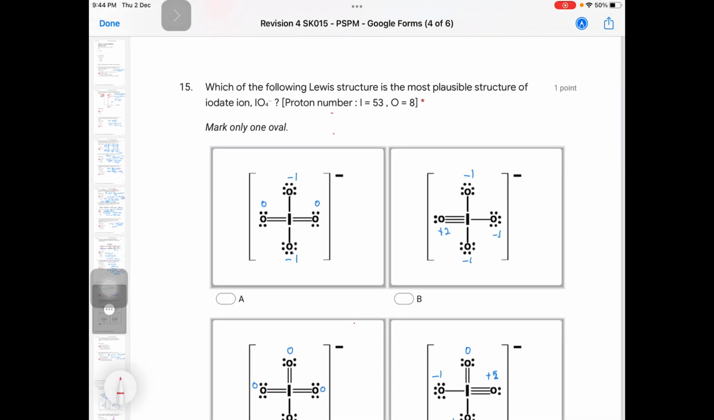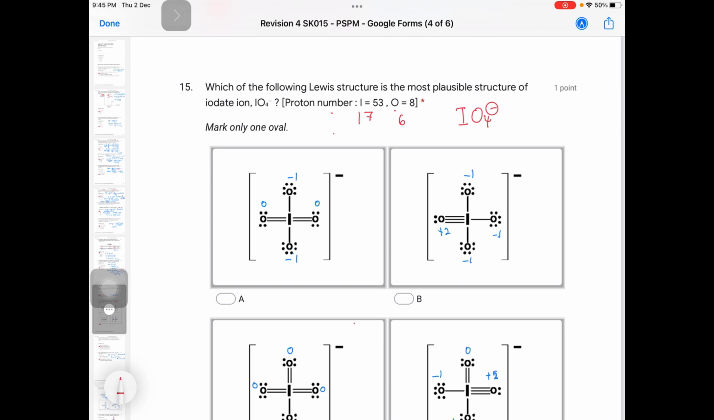Alright, and then question number 15. Which of the following Lewis structure is the most plausible structure of iodate IO4 minus? So given the proton number of iodine is 53 and oxygen is 8. So iodine is group 17, so it has 7 valence electron, and then oxygen is group 16, so it has 6 valence electron. Okay, so when we have IO4 minus, meaning that 1 electron is added to the iodine, so iodine will have 8 electron in the central atom.